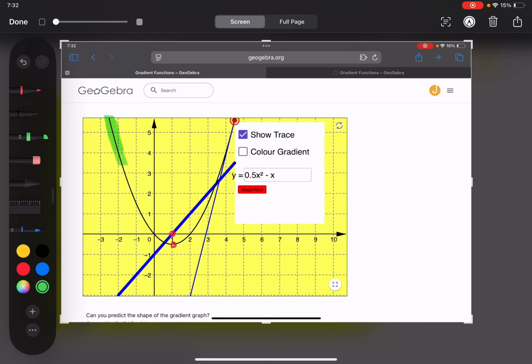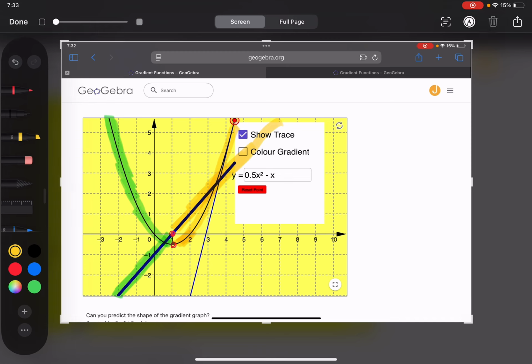Where the curve was decreasing, where the gradient was negative, my gradient function is below the x-axis. Where the original function is increasing, where the gradient is positive, my gradient function is above the x-axis. So that's an example of a quadratic one. Let's have a look at a cubic one now.